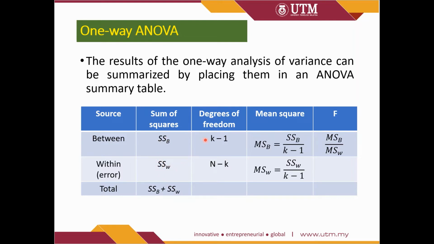And the degree of freedom for between refers to k minus 1, and degree of freedom for within would be n minus k. The mean square for between would be equal to the sum of square for between divided by the degree of freedom for between. And the mean square for within will be SSW over n minus k, where F is given as the mean square of between divided by the mean square of within.